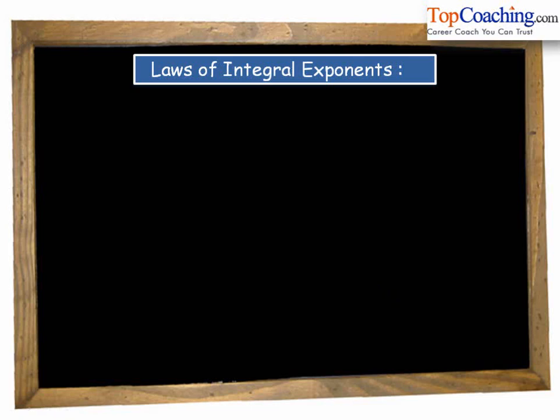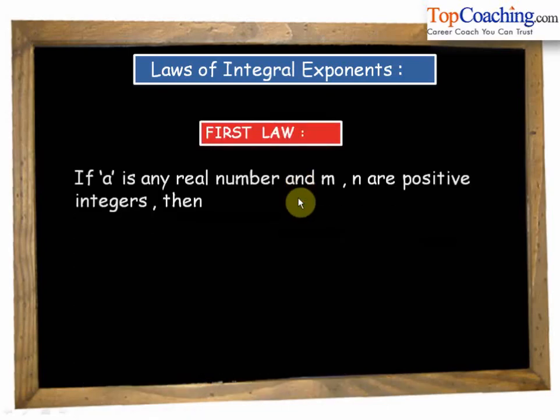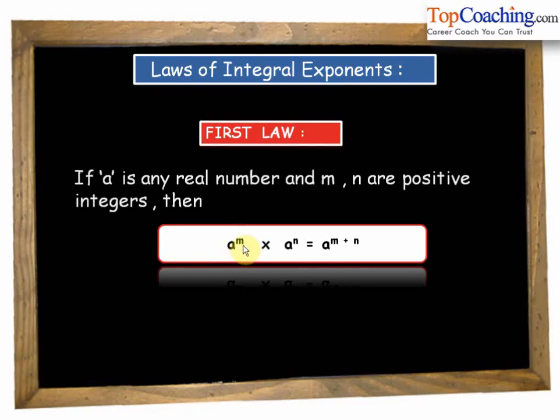So one by one we are going to see some of the very important laws of integral exponents. The first law states that if a is any real number and m and n are positive integers, then a to the power of m into a to the power of n is equal to a to the power of m plus n. So if we have any two numbers, a to the power of m and a to the power of n, and they are being multiplied, then the final result is a to the power of m plus n.